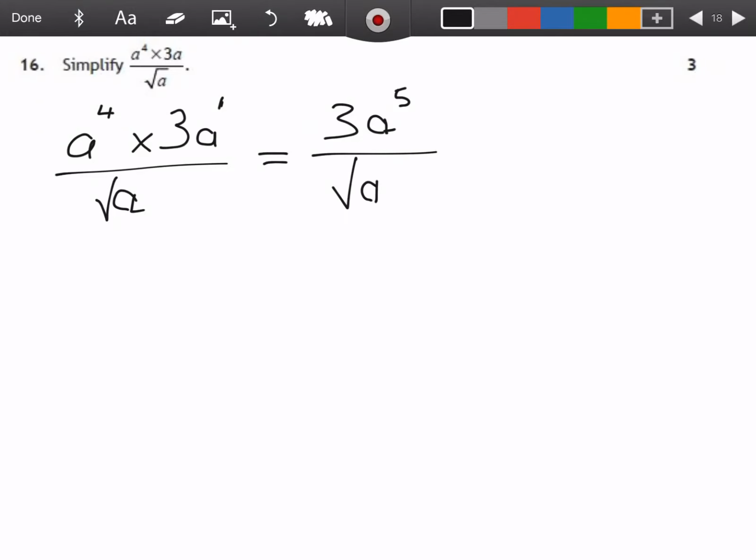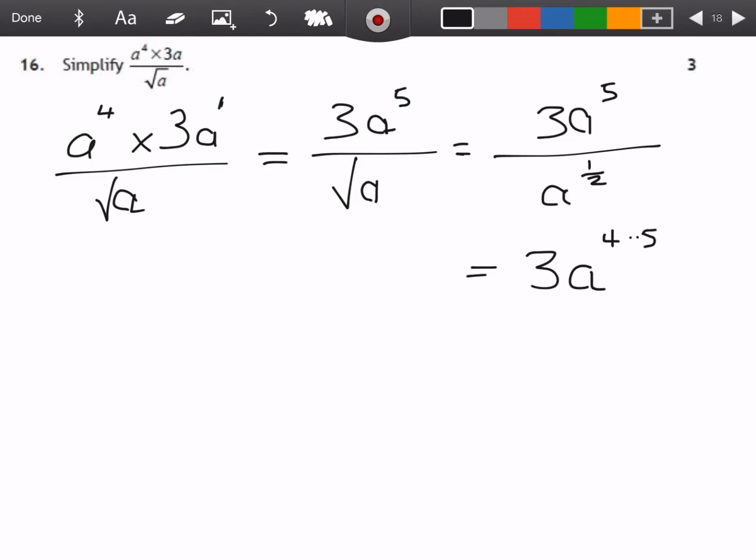Now, something we need to do with the bottom. There's another way we can write the bottom power. There's not a power given, but see the square root of a? It is just a to the power a half. That's what the square root of a is. However, there's a final answer we can do here. When we're doing a division by indices, we subtract the powers, so it's 3a to the power 5 take away a half. You can write 4.5, or write it as 9 over 2, it doesn't matter which way you write it, it's absolutely fine.